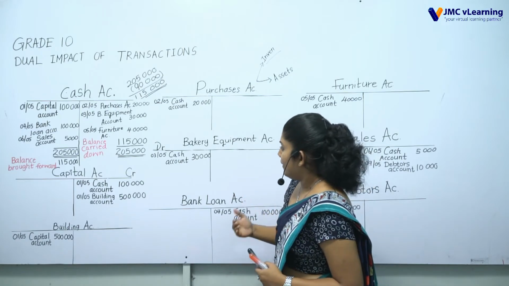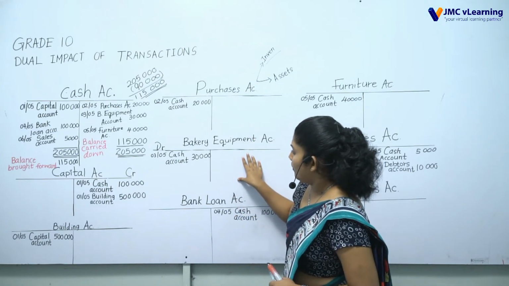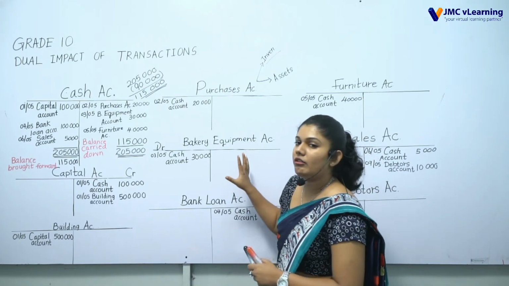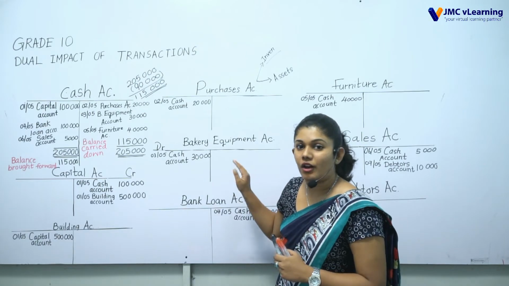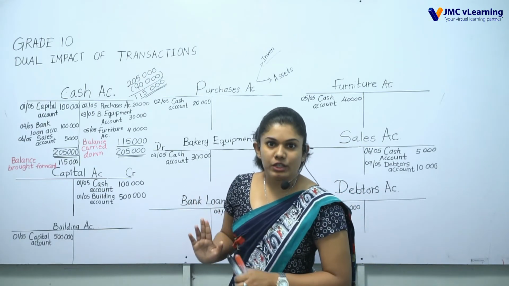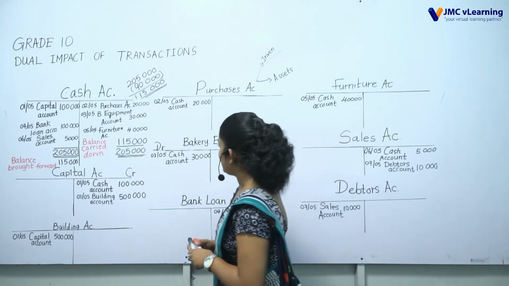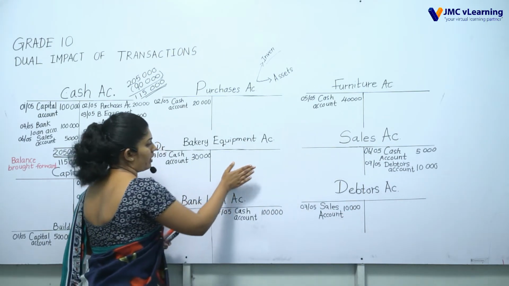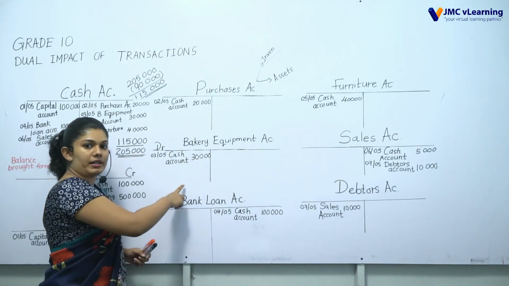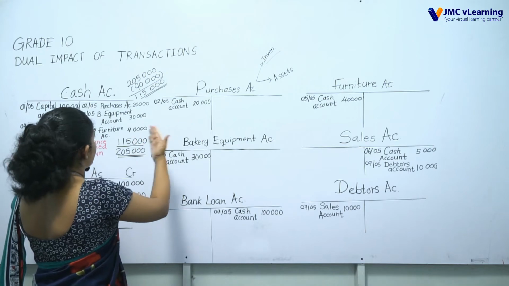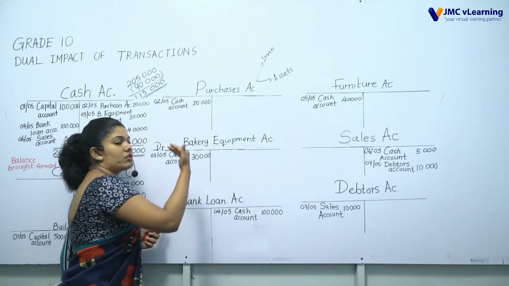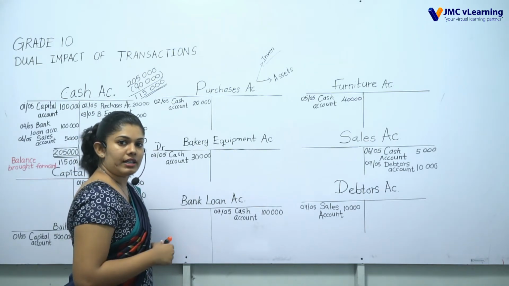Now I'll show you how to do the bakery equipment account. After I show you how to do 2 or 3 of these accounts, you have to try all the accounts by yourself. I chose this account because there's only one entry on one side. Here we had both sides filled with entries, but here we have only one entry. It is also on the debit side, only one side.